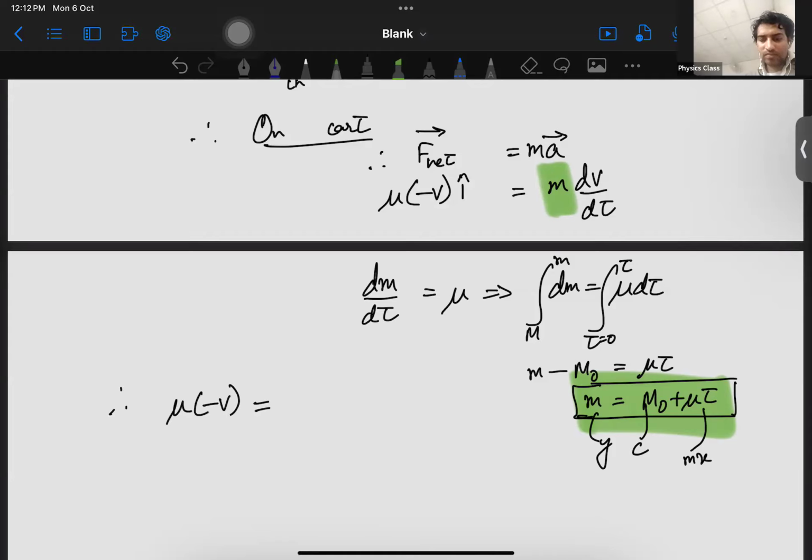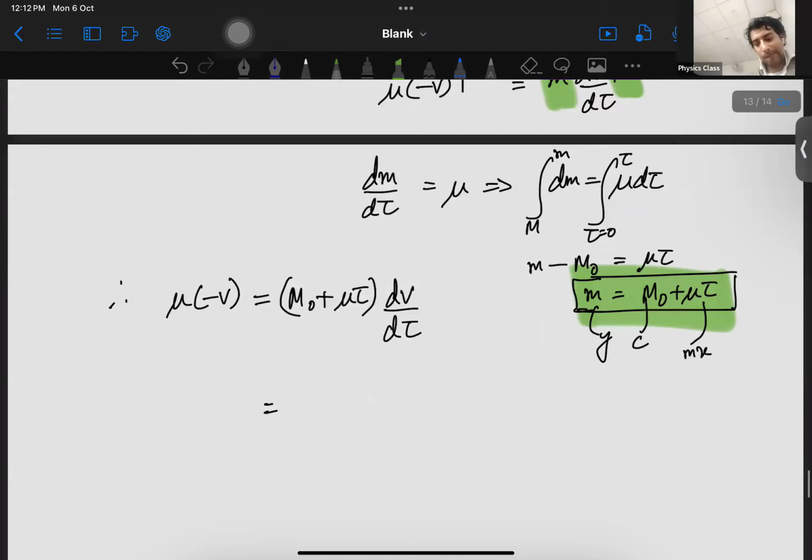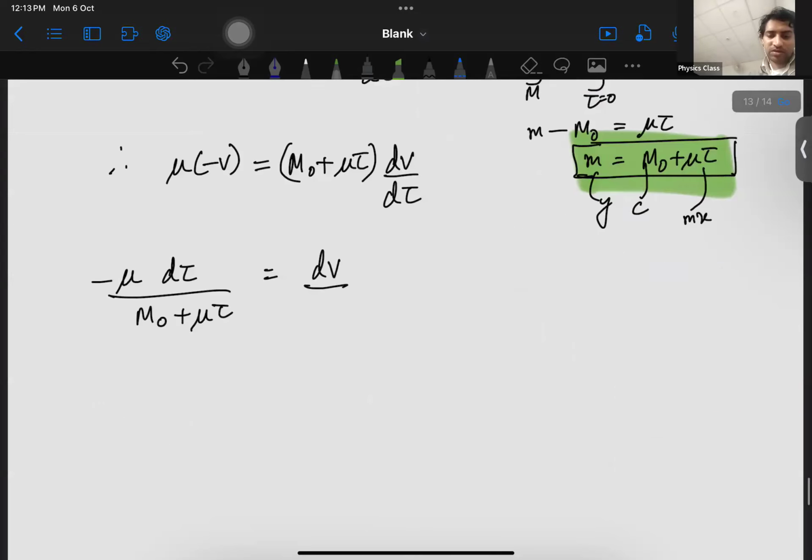Now you remove the minus I cap, you remove the I cap and the vectors over here. So it becomes this vector that we just now added, that we are going to remove. Fine. M is m naught plus mu t into dv by dt. Shift the dt on the one side. Variable separation. Let's do that. Mu minus dt over m naught plus mu t is equal to how much? Dv, right? Now dv by v.